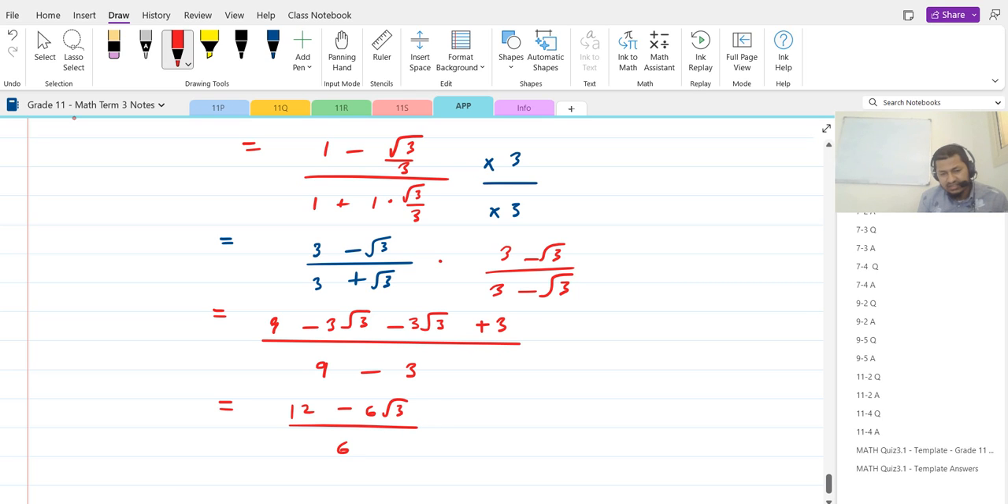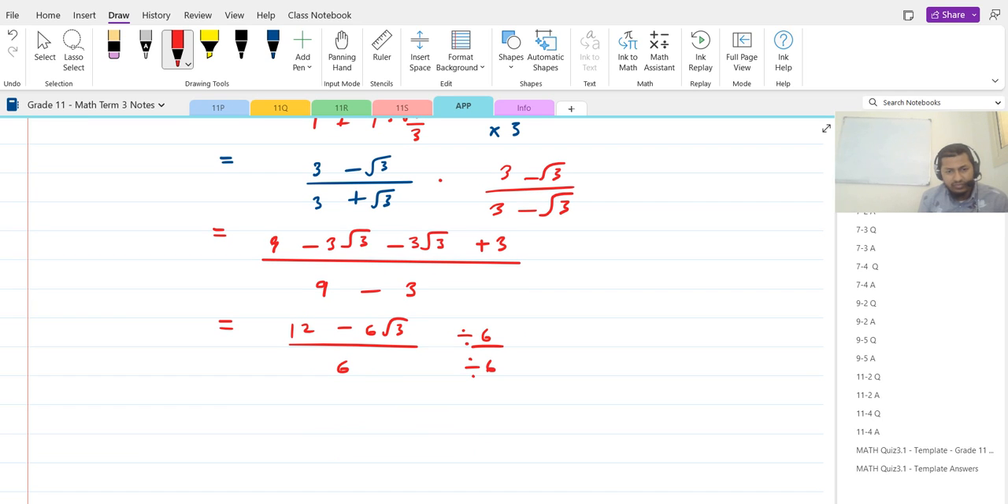I can see 6 is common everywhere, so divide by 6 on top and divide by 6 at the bottom. So 12 divided by 6 is 2, and 6 divided by 6 is 1, right? So that's it, that's my answer, 2 minus root 3.